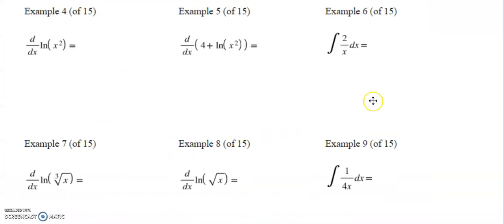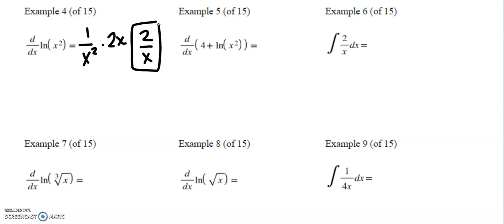Thank you, Mr. Lakin. So the first one, take the derivative of the natural log of x squared. Well, we know that we can do this a couple different ways. We can just say, okay, it's 1 over the argument times the derivative of the argument. So we get 2 over x.